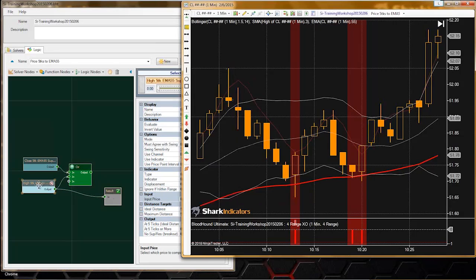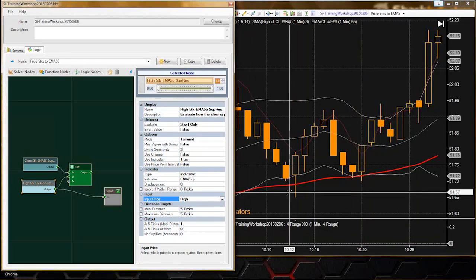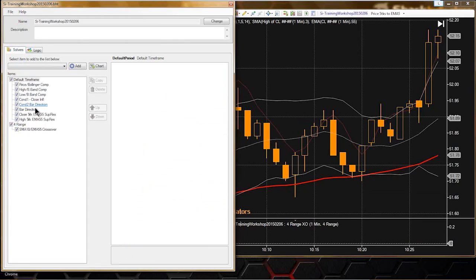All right, but as I was going to show you, oh, that's what happened. Okay, I thought that looked a little strange. Yeah, I accidentally changed that to low, so let's put it back on high. There we go. That makes more sense. All right. So let me make another solver here that looks at the low.